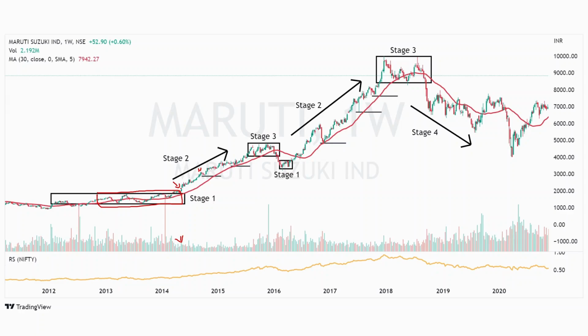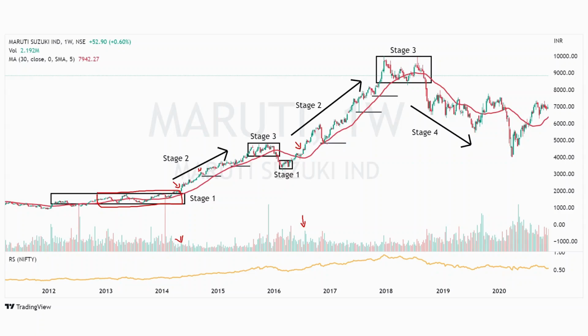So if we had entered here, this is where the stage shifted from stage 3 to stage 4, and this is a valid exit. Then it moved back into stage 1. We do not buy this breakout because the 30 weekly moving average here is trending down. We wait for the line to trend up and then we buy on the back of this wide range candle as price moves up. And you can clearly see here that the volumes are very strong. Then we get back into stage 2.